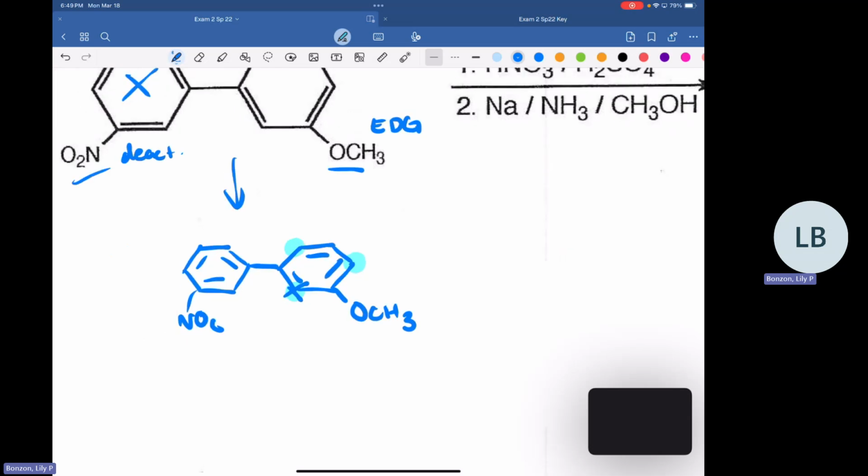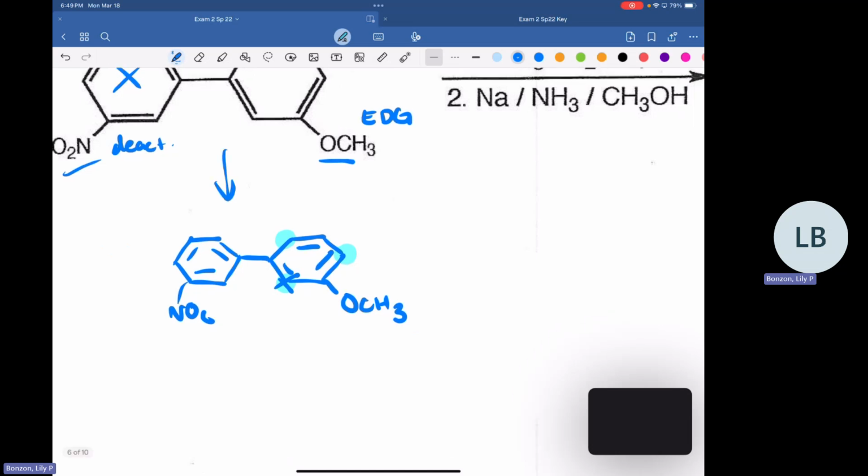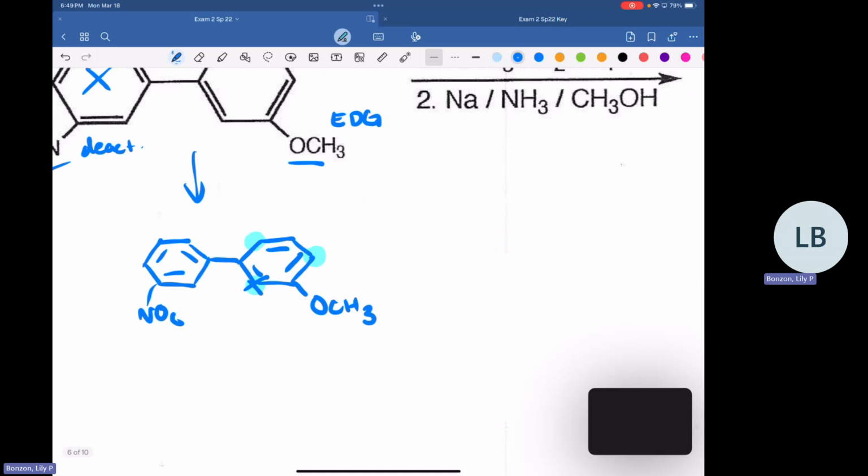And then we kind of have two options. We can put it either para next to the big benzene ring, or we can put it ortho to the OCH3. And in this case, I'm just going to put it ortho because it's a little bit less hindered. So it'd probably be more likely to form in that position.